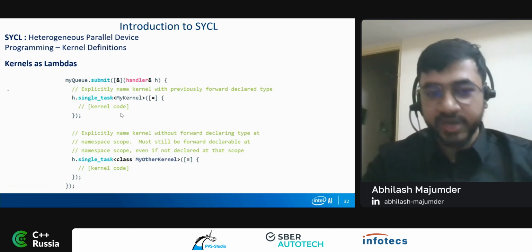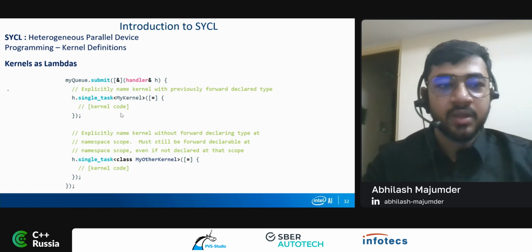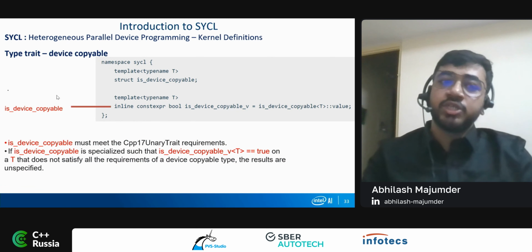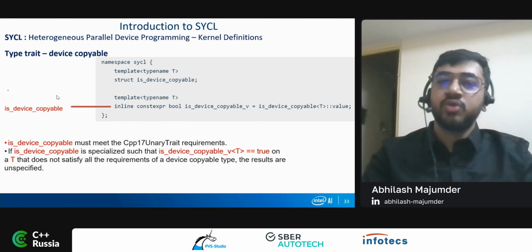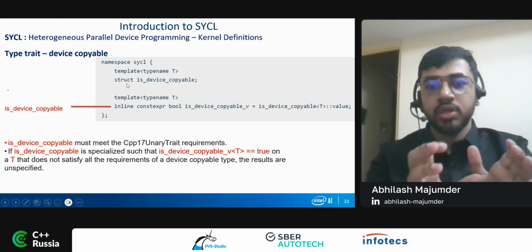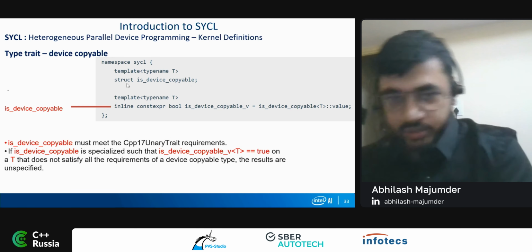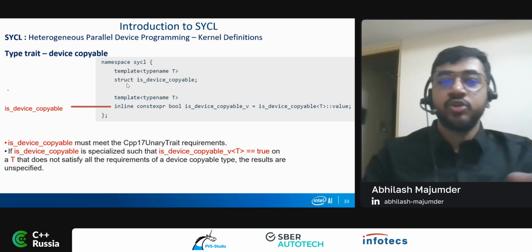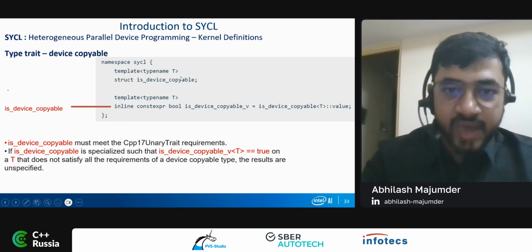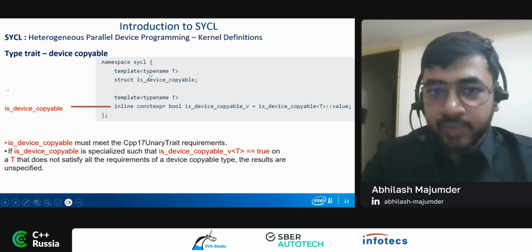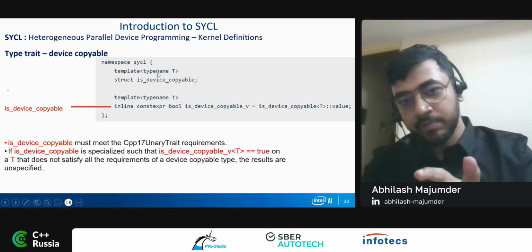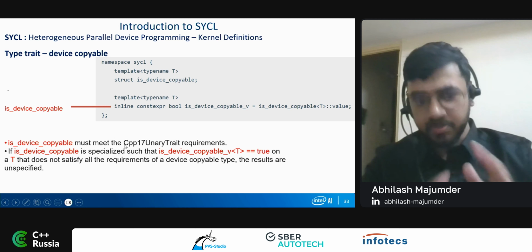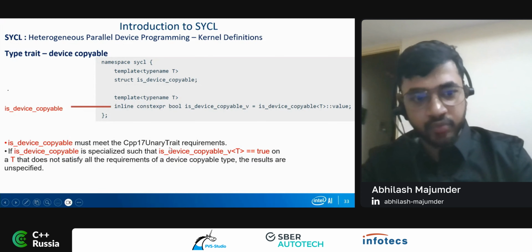Kernels as lambdas are the most popular examples that we have seen today as well. The next thing is the device copyable traits. This is by far one of the core concepts of SYCL, which says that whenever you are creating a data structure that is going to go inside the kernels, either through USMs or through buffers, it is mandatory that you make sure your data structure is device copyable. So for whatever template type name parameter is used, it is going to be copyable, and it is going to return true for that particular value. is_device_copyable must meet the C++17 unary trait requirements.